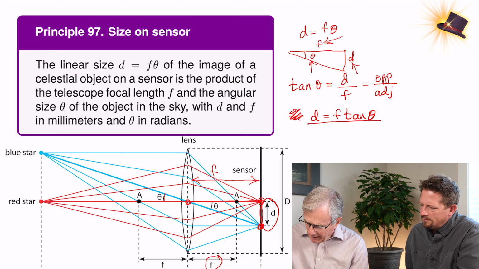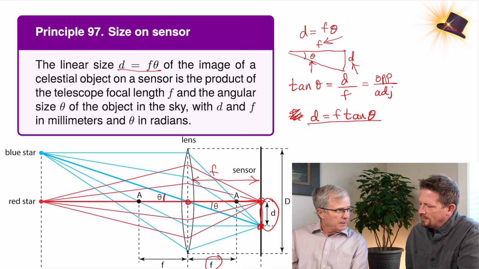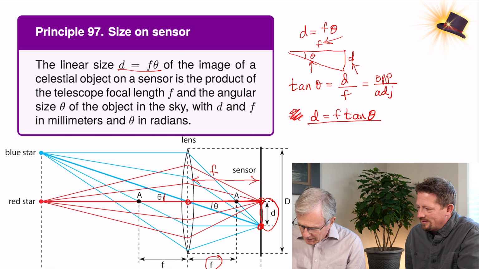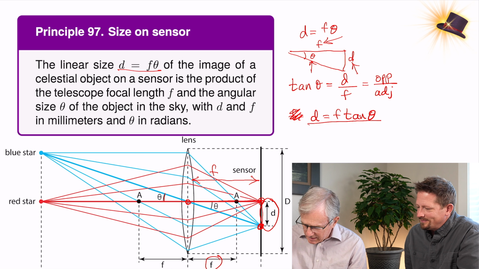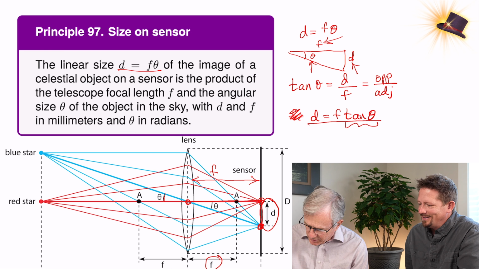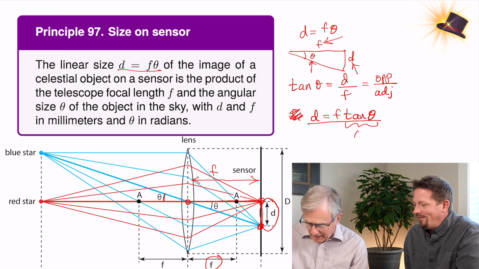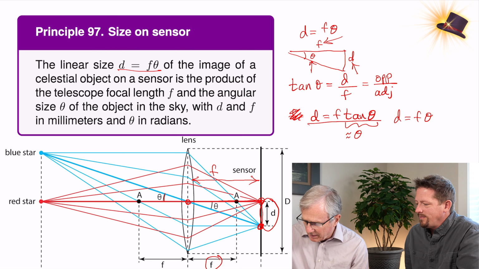And you say, well, hang on just a minute. That does not look the same as that. You should be very embarrassed, you say. I'm embarrassed. But I say, no, don't be embarrassed. Because for very small angles, tangent of theta is approximately equal to theta. And therefore D is F times theta.